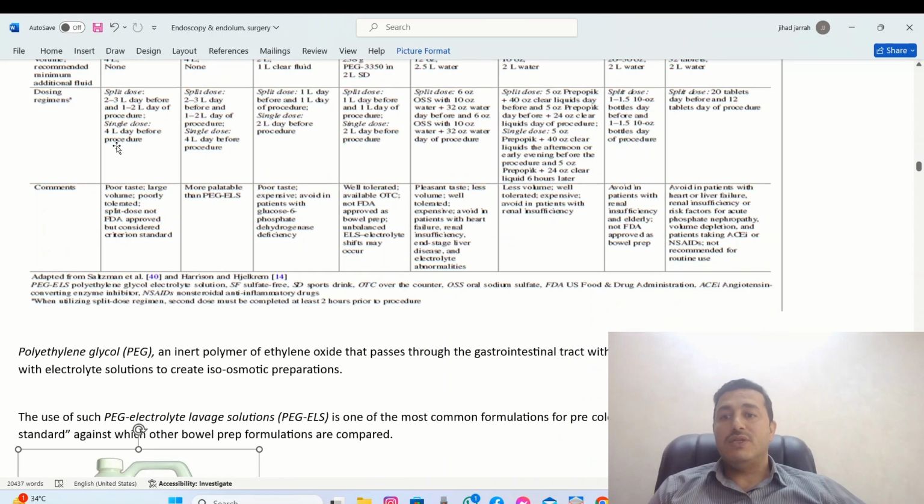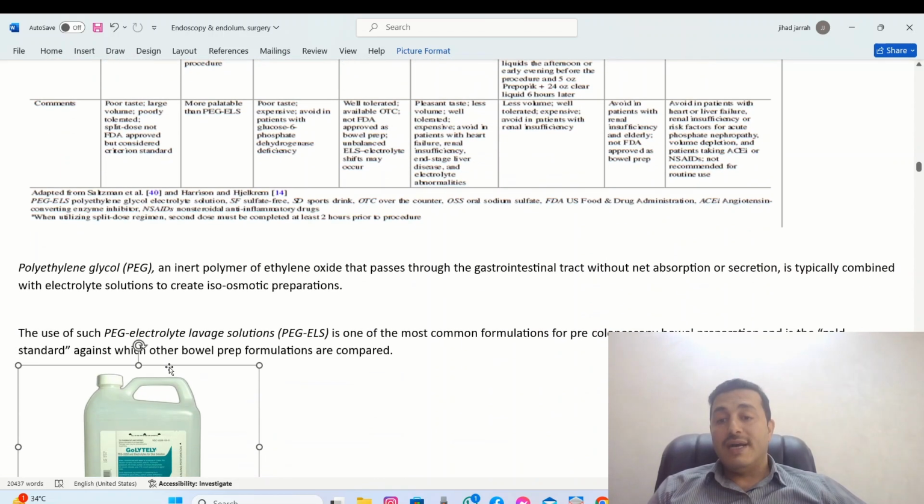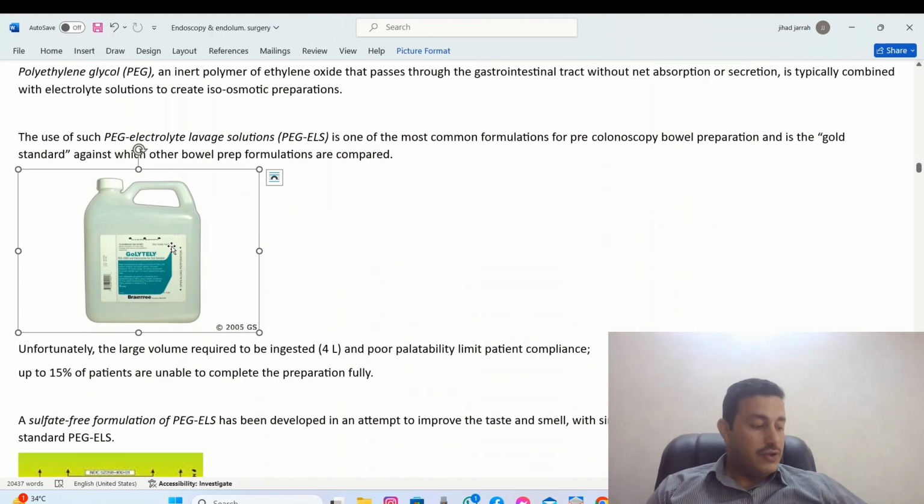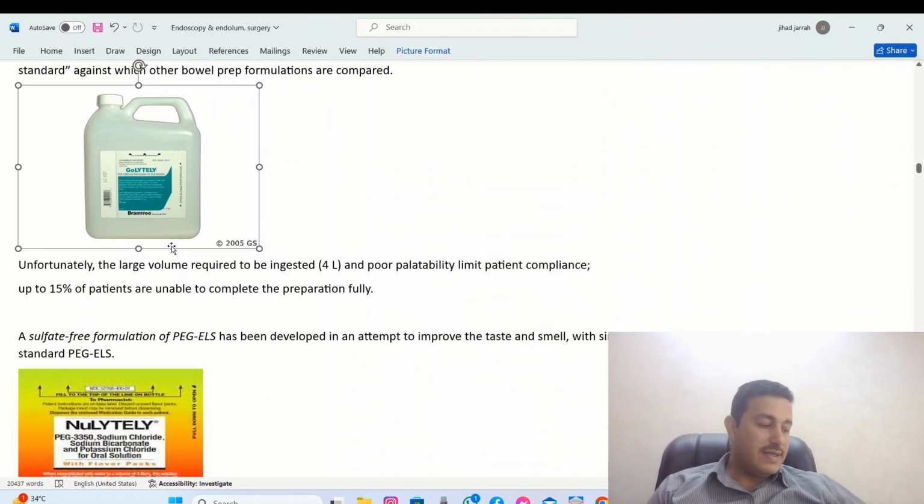Of the comments, polyethylene glycol electrolyte lavage solution has a poor taste, so it's not tolerated well. A large volume should be drunk, and these are the disadvantages, let's say.